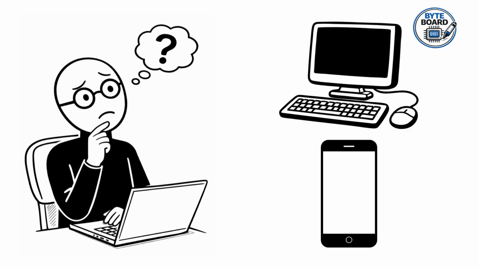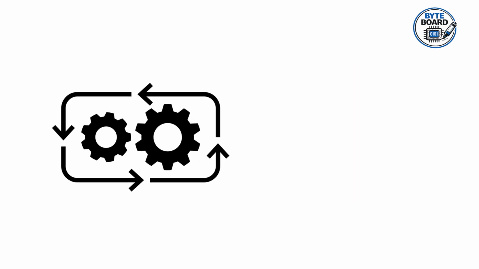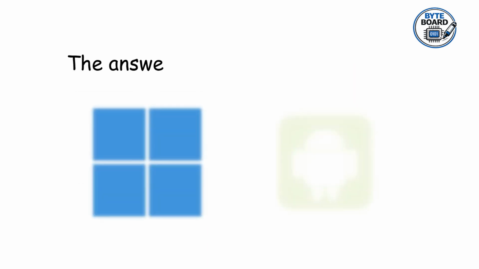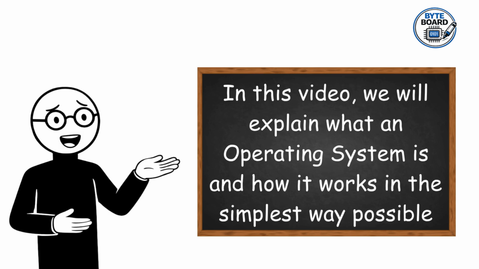Have you ever wondered how your computer or mobile actually works when you open apps, play games, or watch videos? Who controls everything behind the scenes? The answer is the operating system. In this video, we will explain what an operating system is and how it works in the simplest way possible.